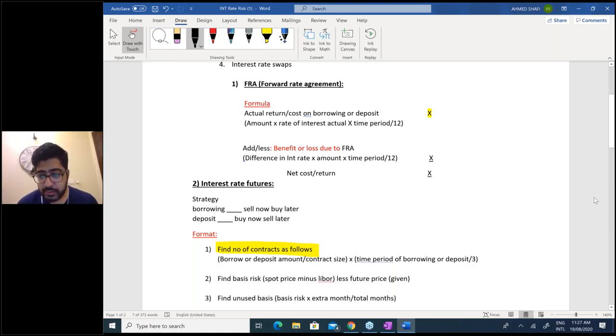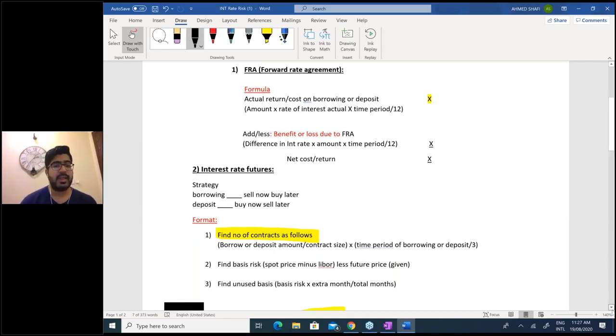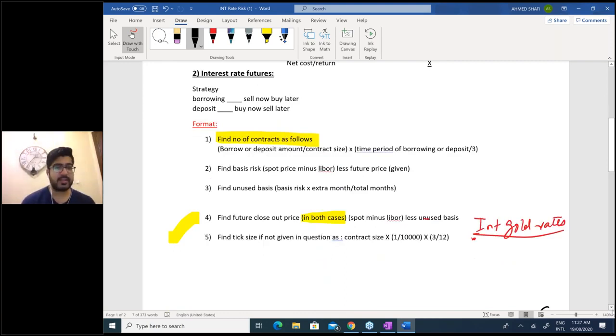In interest rate futures, the strategy you need to learn: in case of borrowing, it's sell now, buy later. And in case of deposit, it's buy now, sell later. In the first step, you need to show the number of contracts. It's borrow or deposit amount into contract size into time period of borrowing or deposit over 3. Then you need to find basis risk. It's spot minus LIBOR less futures price, which will be given. Then it's unused basis risk into extra months over total months. Then future closeout price, in both cases increase, decrease, spot minus LIBOR less unused basis. Then tick size, if not given in the question.